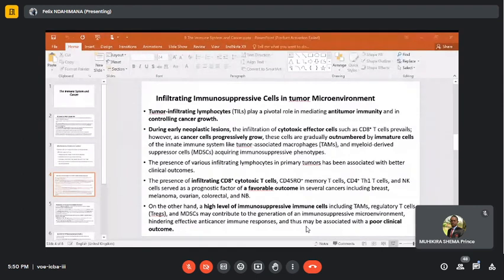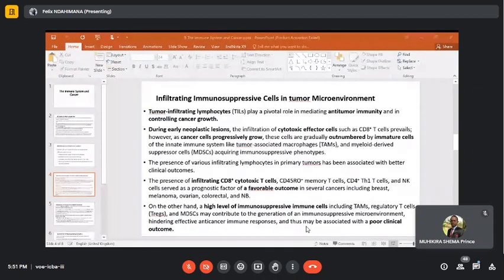So then the presence of various infiltrating lymphocytes in the primary tumor has been associated with better clinical outcome. This is another point. They are saying that this is an outcome from research. If some patients who have a tumor or cancer have infiltrating lymphocytes, if they have mature lymphocytes in that region, in the tumor microenvironment, the outcome is always better. So there is a better outcome, which means that those mature infiltrating lymphocytes help in the elimination or in the fight against those tumor cells.